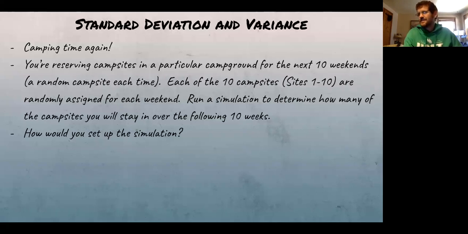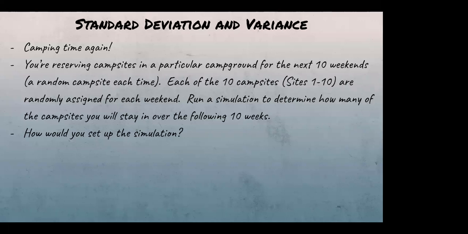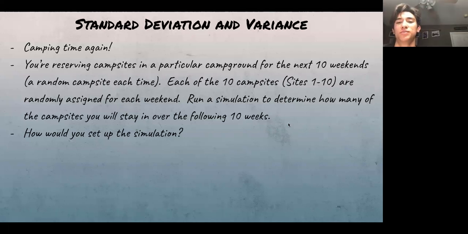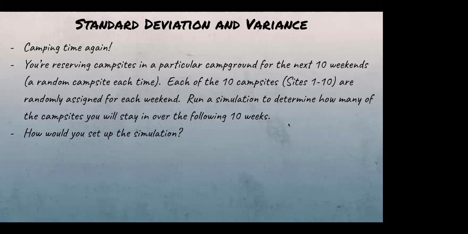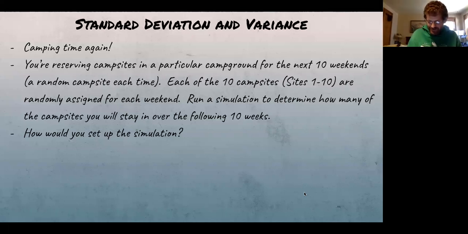So you should like assign each of the campsites a number between 0 and 9, and then get like a random number value thing and do stuff. Okay, there you go. That's a good start to it.